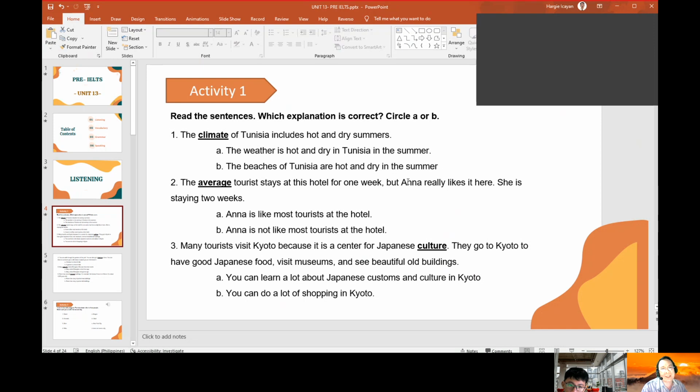So what do you think when we say climate? This means the weather is hot and dry in Tunisia in the summer. Okay, it's the weather. Can you say it, Koi? Yes, the weather. So the weather is hot and dry in Tunisia in the summer. In Vietnam, do you have summer also? Of course, why not? So the climate in there, most of the time, is it hot? Is it cold? A half of cold and a half of dry.